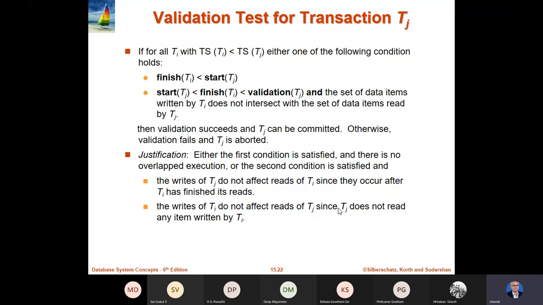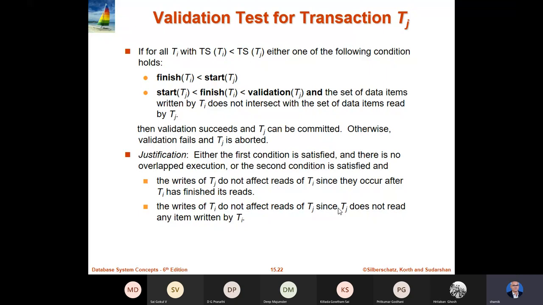So that means that although TI has not finished when TJ started, and it is also less than the validation of TJ, what it means is that they do not intersect in any data item, so there is no conflict. So validation will succeed and TJ can be committed. Otherwise, validation fails and TJ is aborted.